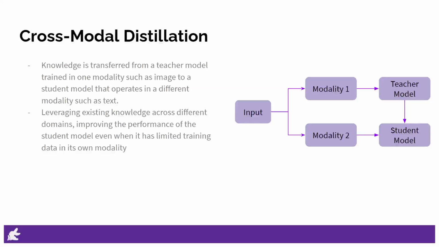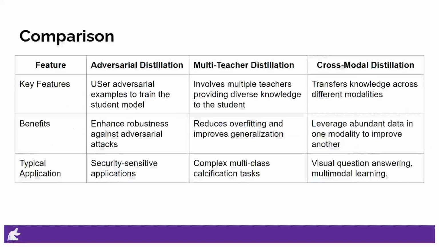For example, a model trained on image data can help train a model that processes text descriptions of those images. This approach allows for leveraging existing knowledge across different domains, improving the performance of the student model even when it has limited training data in its own modality. It can also facilitate multimodal learning, where models learn to integrate information from various sources. Cross-modal distillation is particularly useful in applications like visual question answering, where the model needs to understand both visual and textual information.